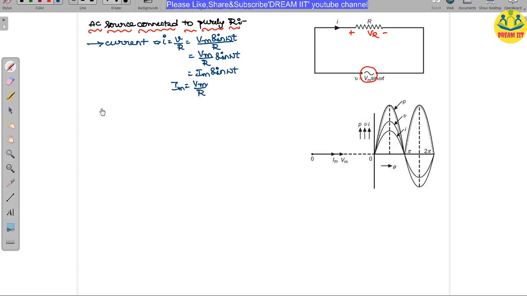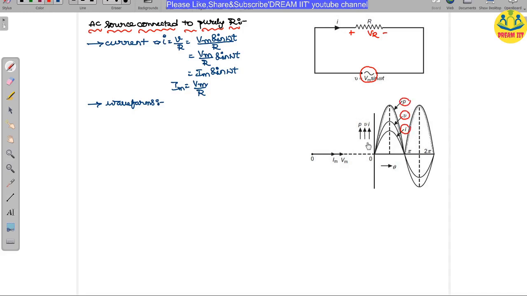Next, let us see the waveforms. I already showed the waveforms here. If you observe, this is the voltage waveform, just I will highlight it. And this is the current waveform, and this is the power waveform.